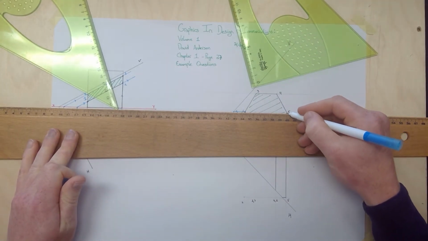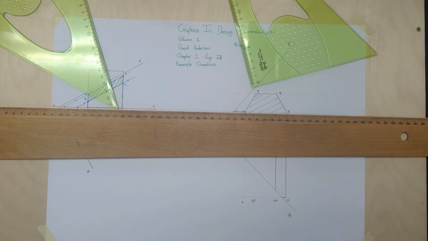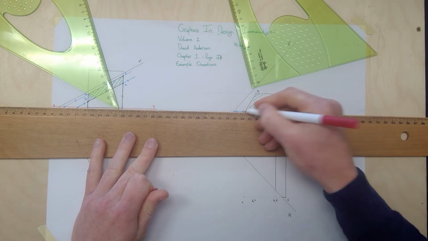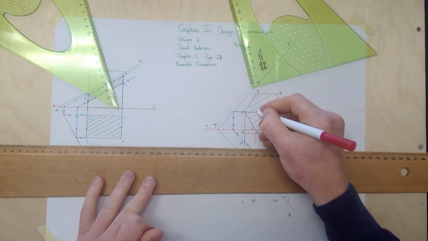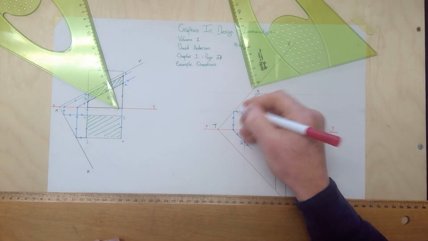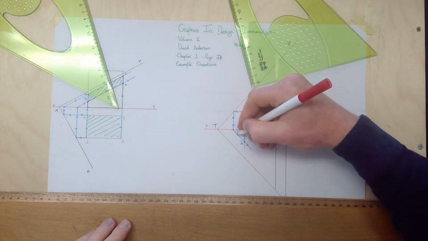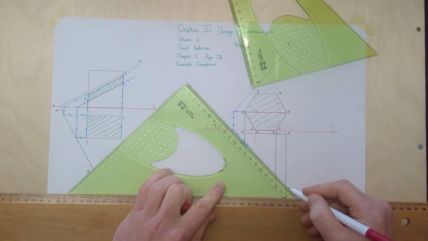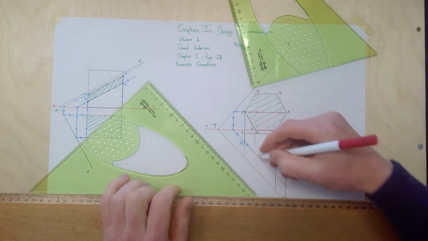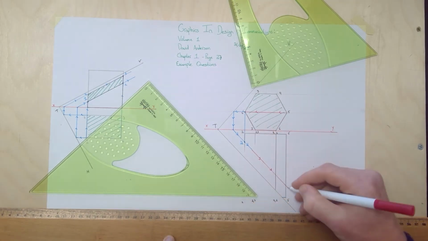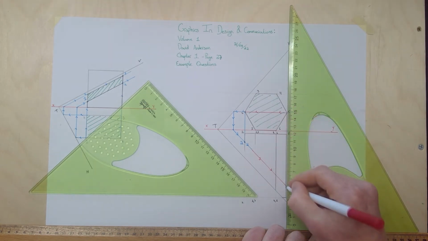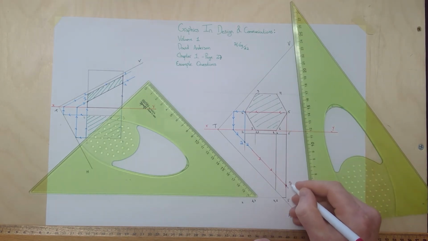So if I bring across point 5 here, straight across till it hits the trace, bring it down to the XY line, then bring it parallel to my horizontal trace. All I have to do is extend it this way, like so. Bring down point 5 then. Where they meet here, that's now point 5.